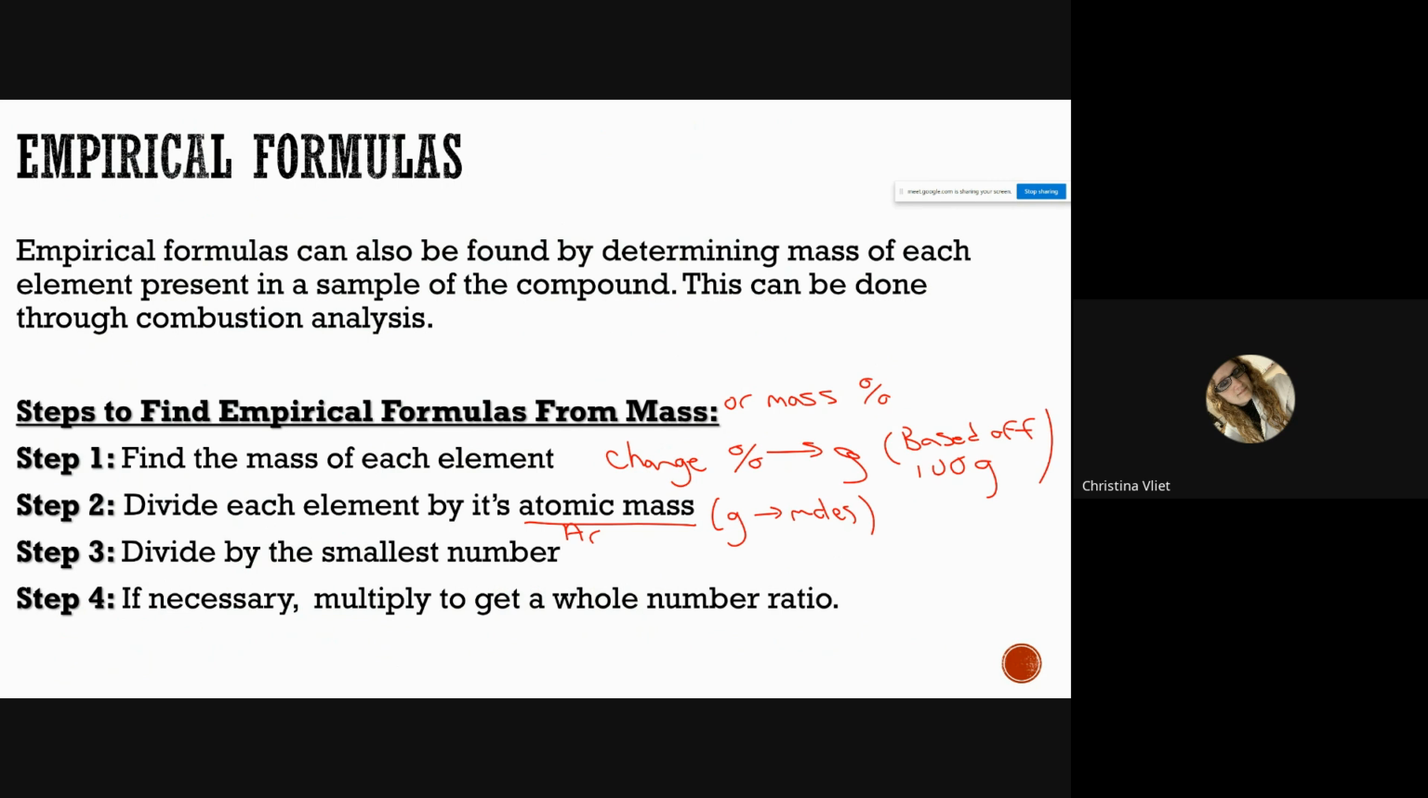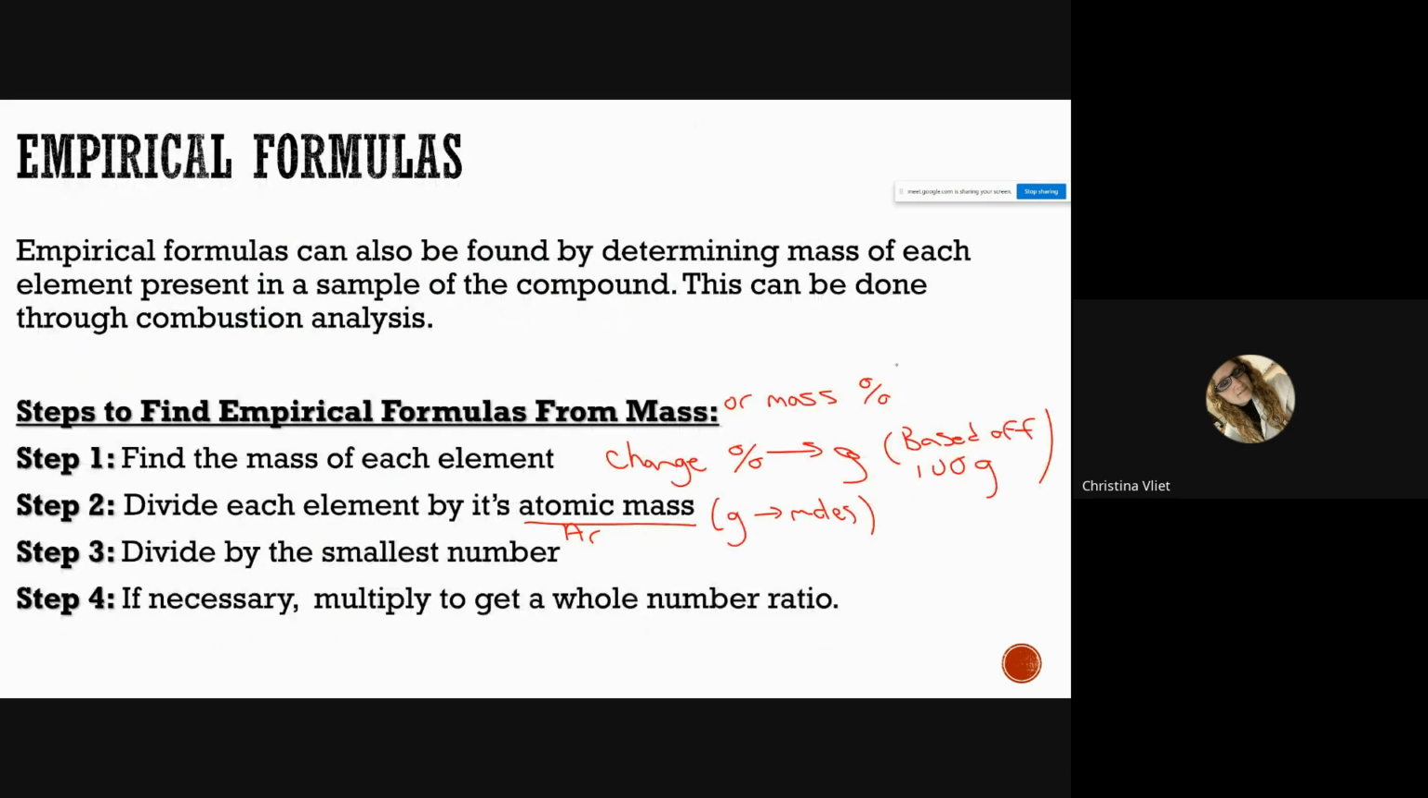Then, you may recall, you have to divide by the smallest number. Because you get some weird decimal. And you can't compare amounts in decimals. You have to use whole numbers. So the reason you do this is to get to a whole number. So divide by the smallest number. And then sometimes, if you didn't get a whole number at that point, you have to multiply to get a whole number ratio. Now, maybe this sounds like gibberish. We're going to follow the steps as we do problems. And hopefully it'll start ringing a bell on what we used to do here. All right, so change percentage to grams, change grams to moles, divide by the smallest number. They are the same steps every time.